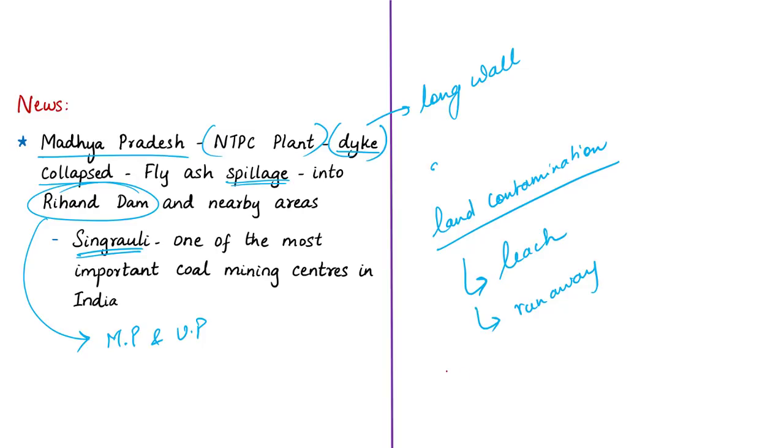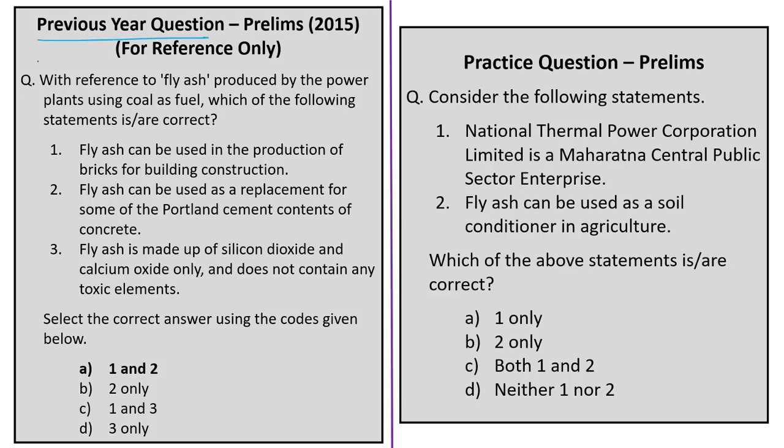Now this topic is very important for examination because there is one previous year question based on fly ash. Take a look at this question and try to attempt it based on the information which we just discussed. So with this, we have come to the end of this news article discussion. This practice question will be discussed in the last session.